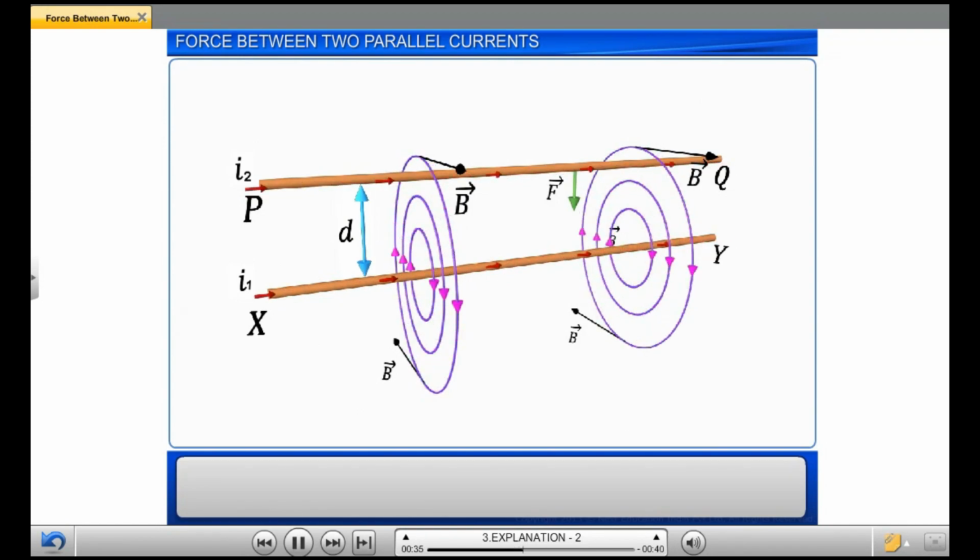The magnitude of the magnetic field induction is constant at all the points which are at equal distances from the conductor. Let the magnitude of magnetic induction due to current in XY at PQ be B1. The direction of the magnetic induction B1 at PQ can be found by using the right-hand rule. If we place a stretched right hand such that the thumb indicates the direction of current in XY, the direction of curl of the four fingers of the hand indicates the direction of the magnetic field due to the current in XY, as shown.